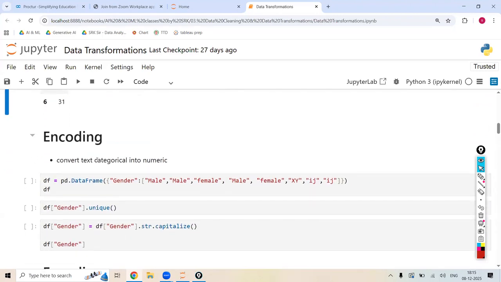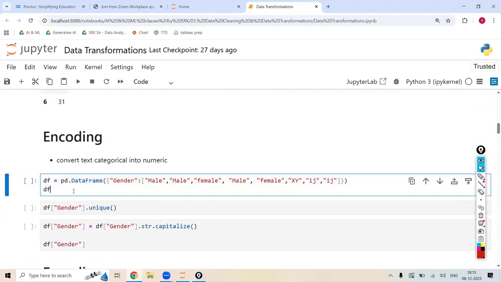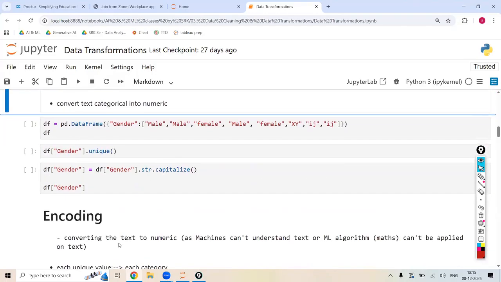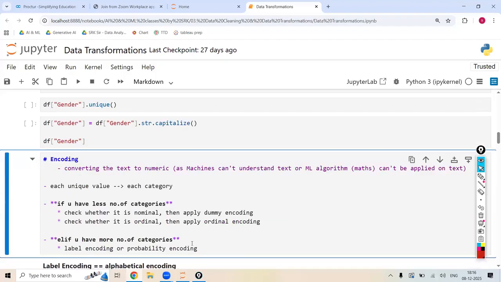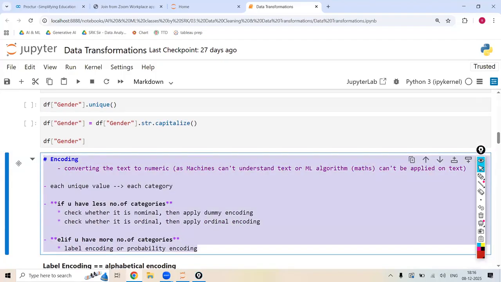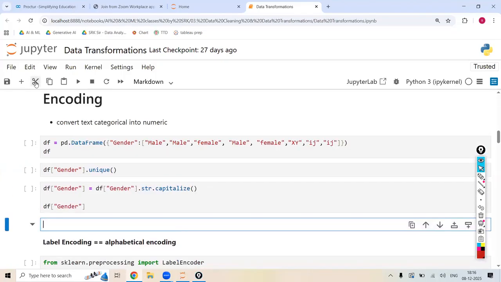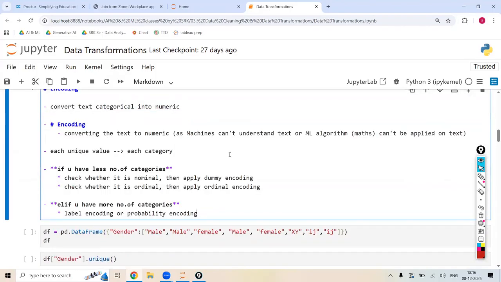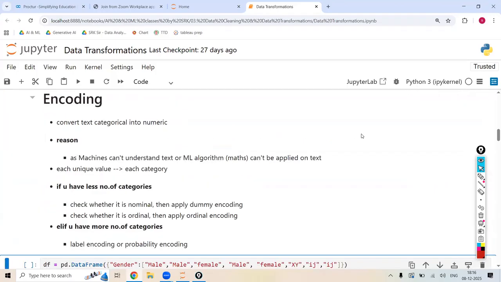Now, the next concept is called encoding. This is one of the most important. First, why do we have to do the encoding? What is the reason behind the encoding? Encoding means converting the text data, text to numeric. The reason behind this is that machines cannot understand text, or maths cannot be applied on the text data. That is the reason.